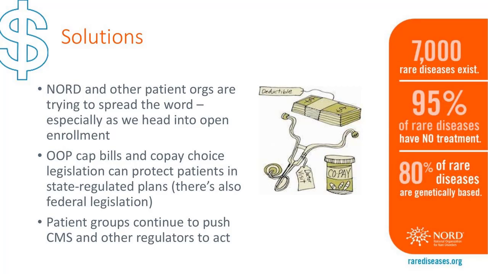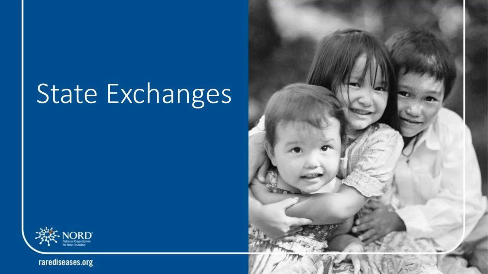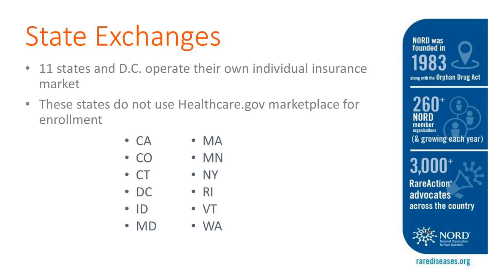So we're actually going to switch it up here to talk a little bit about the state exchanges. You heard me mention at the top, if I go back to the map we were showing, that there are some states that have their own exchange. They don't use healthcare.gov. You can still find insurance through those states, but they actually have their own insurance program. And this is a list of states. There are 11 states and D.C. that operate their own individual insurance market. Again, these states do not use the federal government marketplace for enrollment.